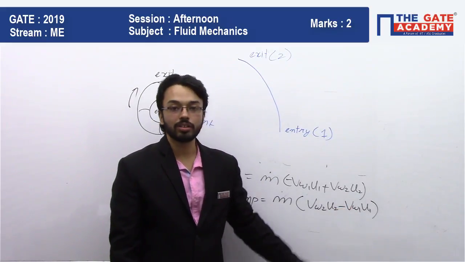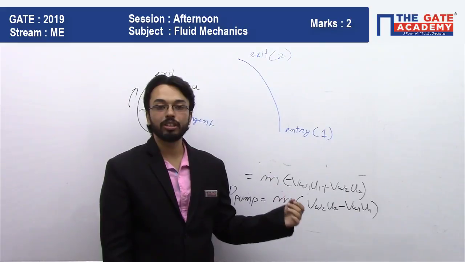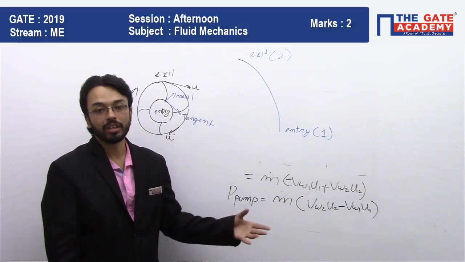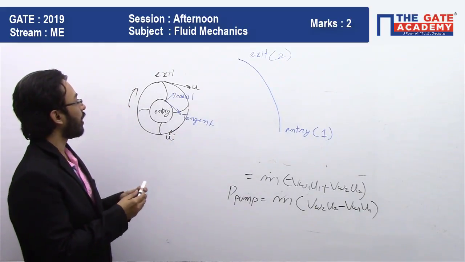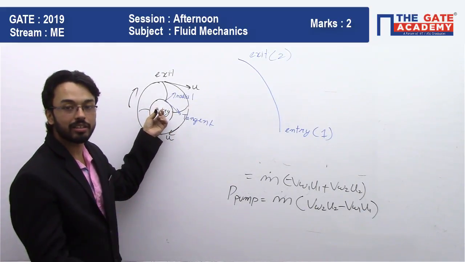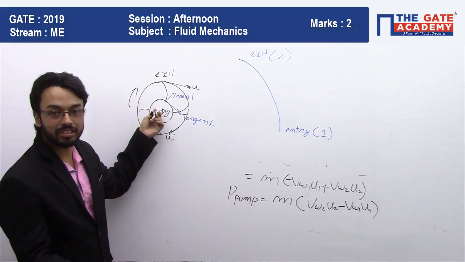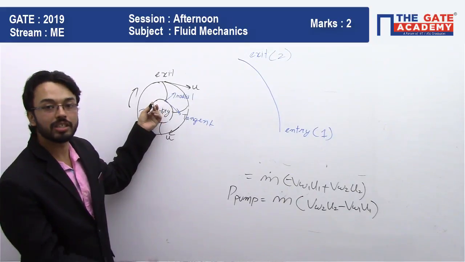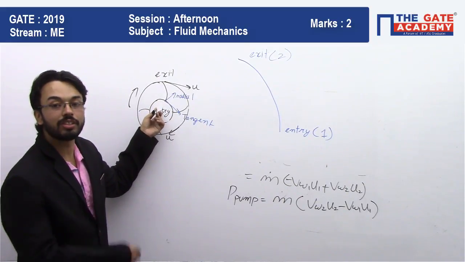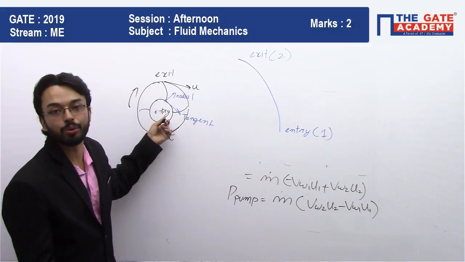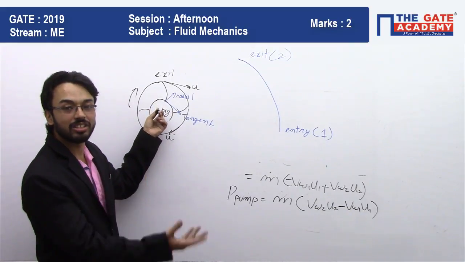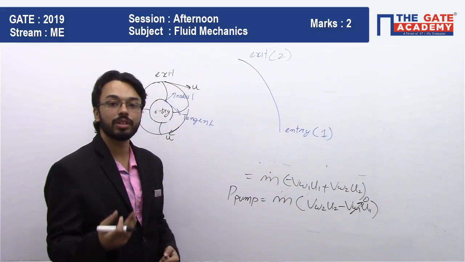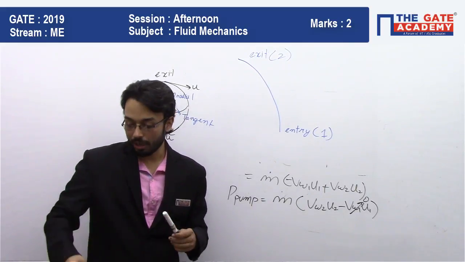So VW1, or the whirl velocity, is the component of the absolute velocity of water in the tangential direction, in the direction of u. So of course, if the water is entering in the axial direction, that is perpendicular to the tangential direction, then the component of this velocity along the tangential direction will be 0. So I can clearly say that VW1 is going to be 0 just because the flow is entering in the axial direction. Clear up to this part? Now let's see.